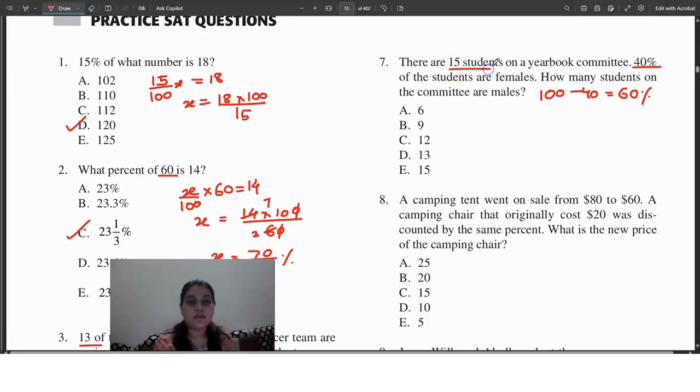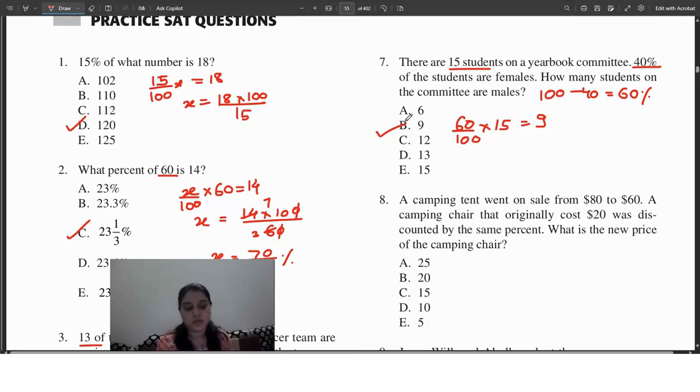So there are a total of 15 students. Out of this, 60% are male. So you can find the male students. 60% of the total students will be male. So 60 upon 100 multiplied by 15. So we can calculate this. This is equal to 9. So 9 students are male.